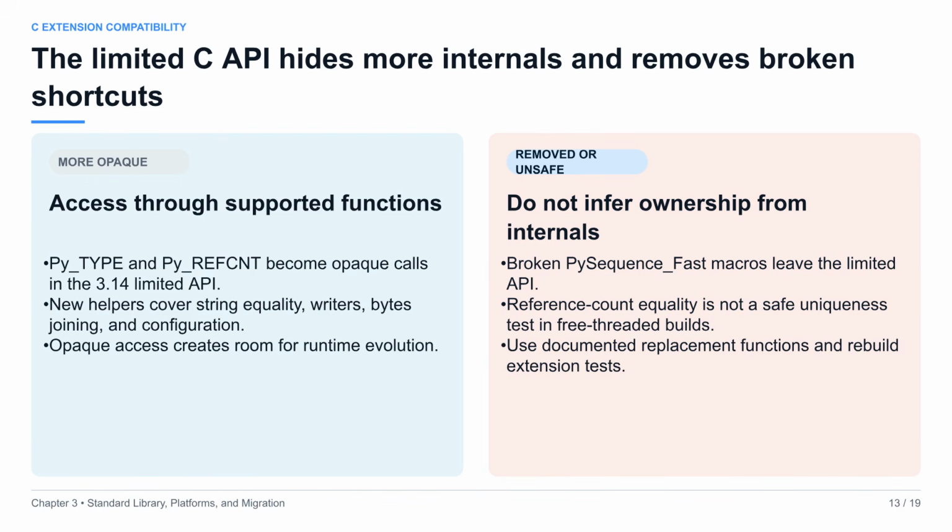Extension authors should separate code using the stable or limited interface from implementation-specific fast paths, compile with strict warnings, run reference and free-threaded builds, and test multiple interpreters. Direct access that works today can undermine both compatibility and thread safety.